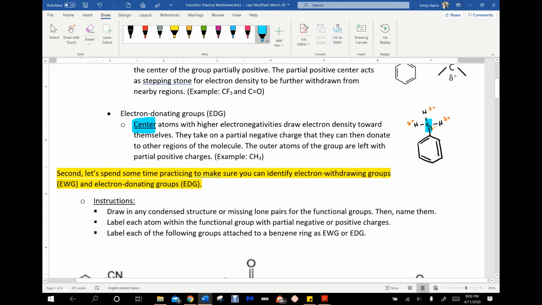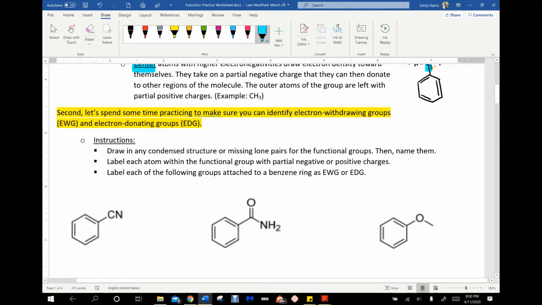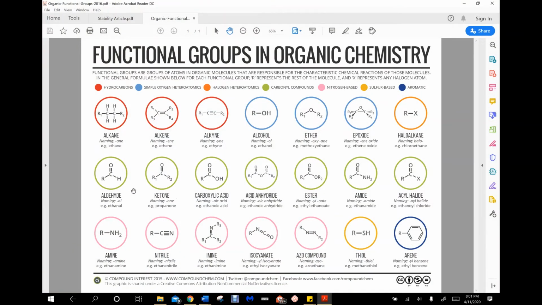So first, let's spend some time practicing to make sure we can identify when something is electron withdrawing or when it's electron donating. We've got some practice problems here. We're going to look at these different functional groups that are attached to a benzene ring, and we're going to try to classify the groups as either electron withdrawing or electron donating. What's going to be handy to have as you do this is your functional group worksheet, because it shows you the underlying structure of each functional group, and it's also going to help you practice naming them.